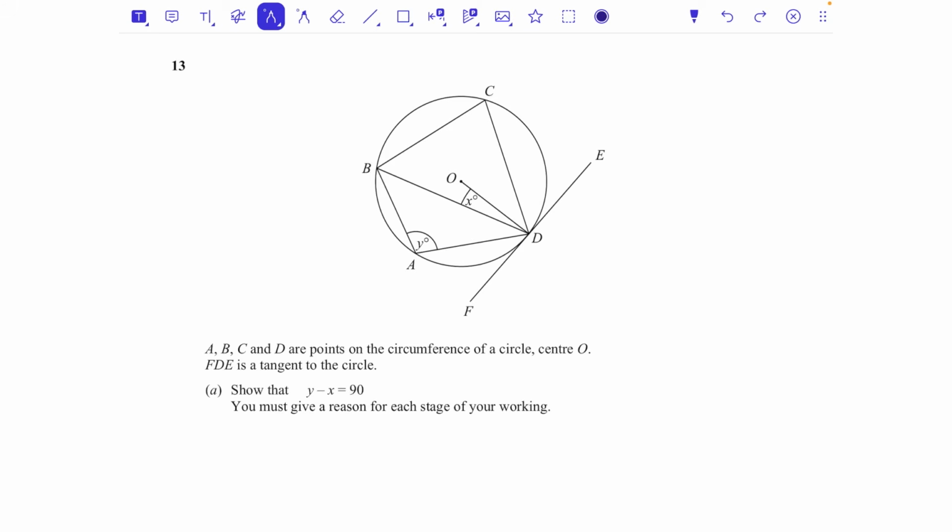Question number 13. A, B, C and D are points on the circumference of a circle centre O. FDE is a tangent to the circle, show that y minus x is 90. You must give a reason for each stage you're working. So circle theorems is this topic, bit tricky. And there's a couple of circle theorems I'm going to use here.